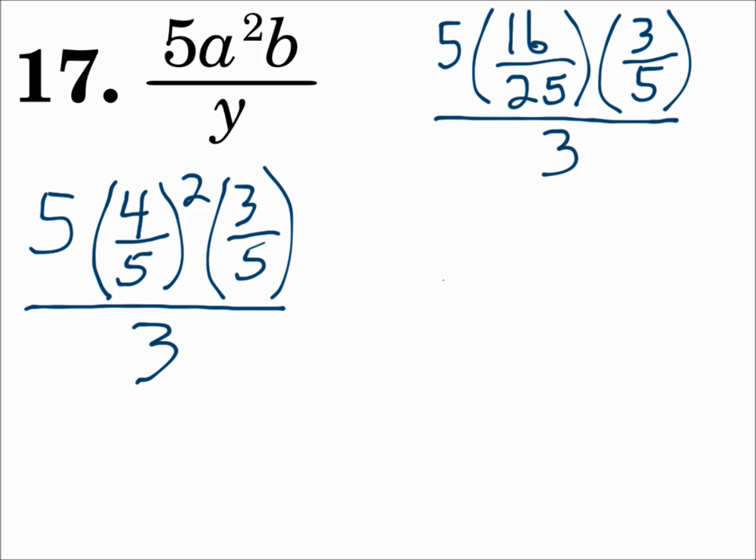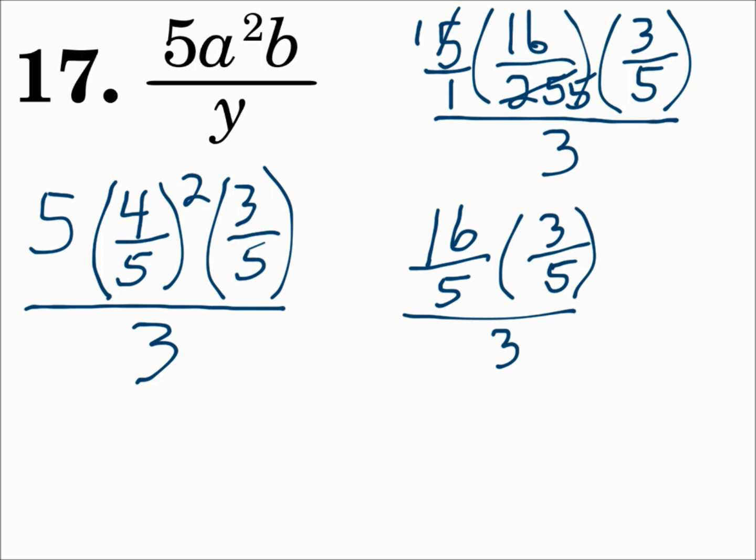Now we can multiply left to right, so let's do 5 times 16 over 25, put the 5 over 1, and you can reduce. The 5 and the 25 are both divisible by 5. 5 becomes a 1 and 25 becomes a 5, giving you 16/5. We now have multiplication in the numerator, so multiply. You get 48 over 25, and that's divided by 3.